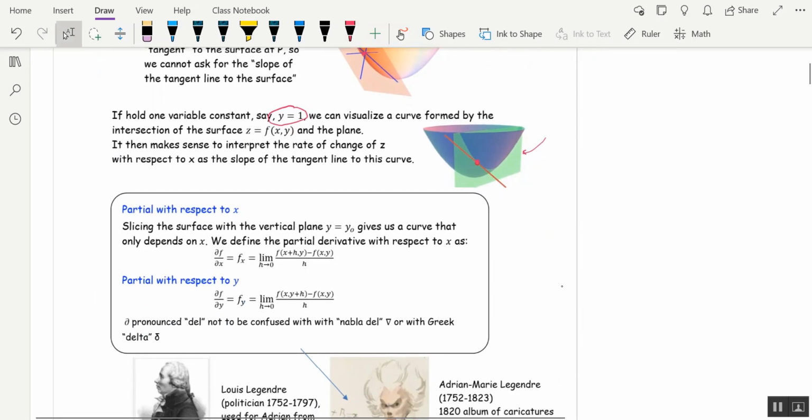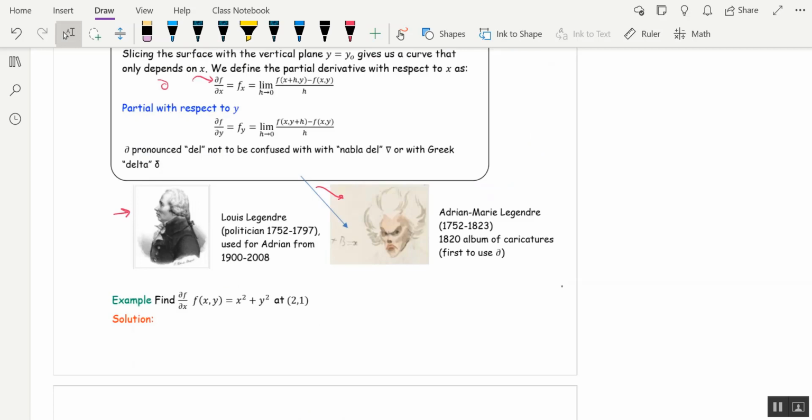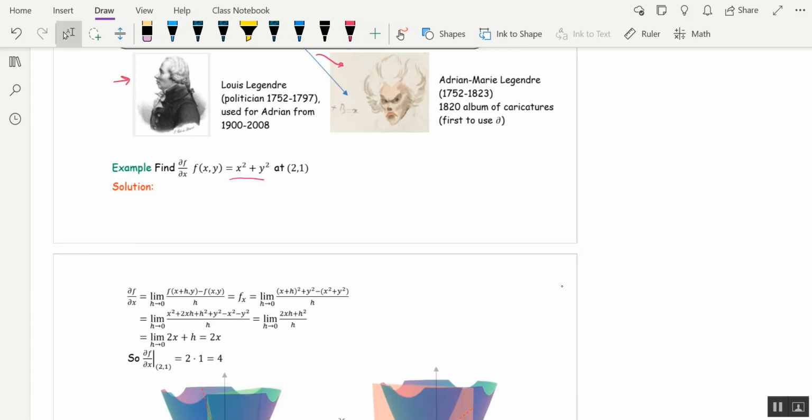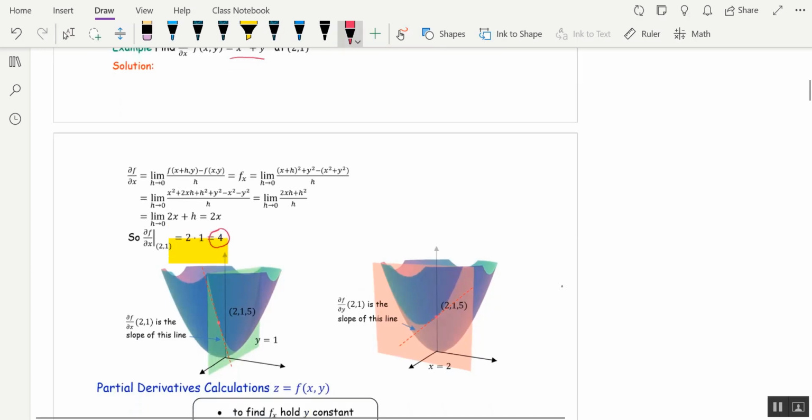Now here are the two limit definitions of partial derivatives, and you can see the partial derivative sign is a curly d. It's called a del. Okay, finding a partial derivative using the limit definition of this function here, I did that on the next page, and you can read through that computation. And I found the partial derivative at the point (2, 1), and I got 4. So let's look at what that is geometrically.